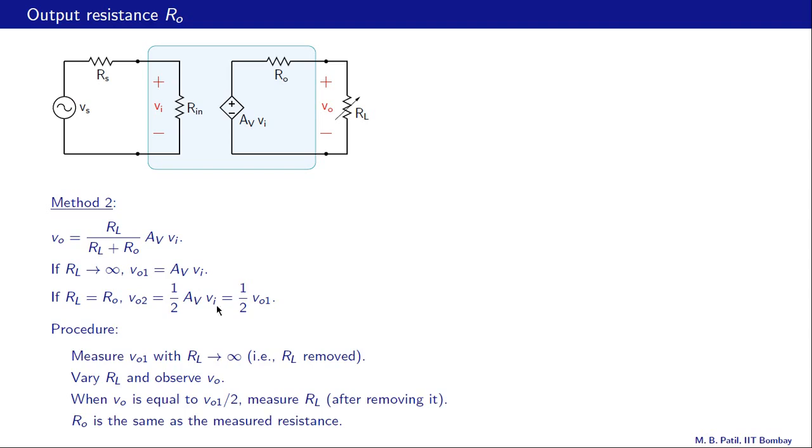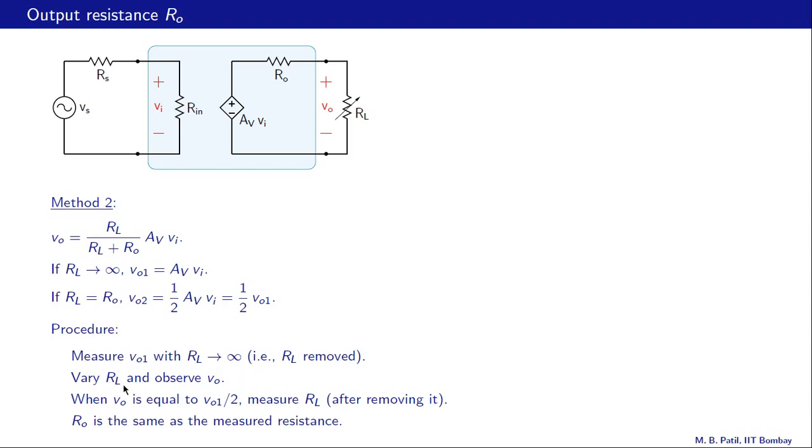So these equations suggest the following procedure. Measure VO1 with RL equal to infinity. What is RL equal to infinity? That is RL removed. So we have removed RL, measured VO, and we have called that VO1.